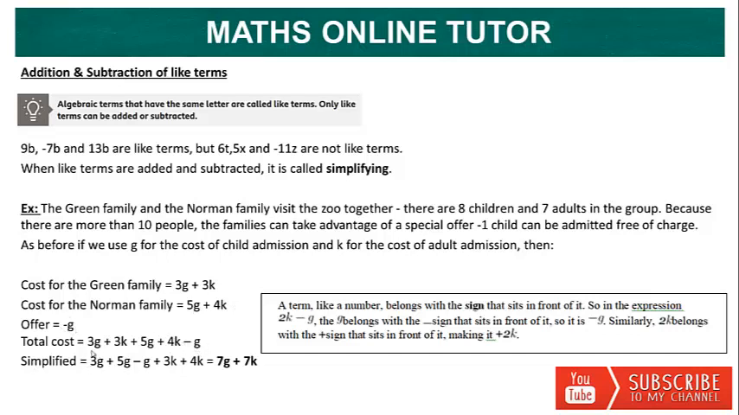Now I can add the G terms together. 3G plus 5G minus G is 7G. 3K plus 4K is 7K. So the simplified answer is 7G plus 7K after adding and subtracting the like terms.